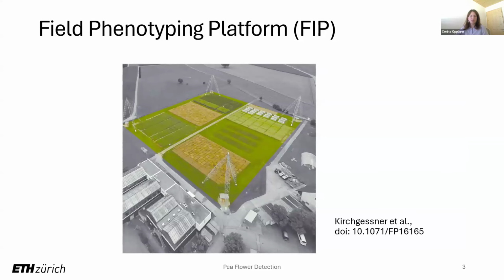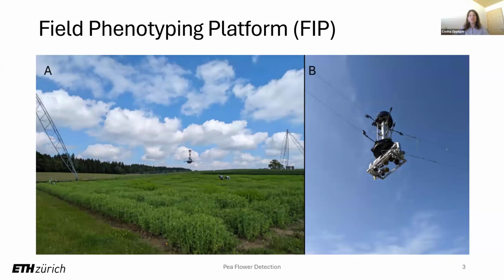So, a short word about our research group: our core activity is to work with the FIP. The FIP is the phenotyping platform of ETH Zurich, and it is located in a field research station very close to the city of Zurich. It contains these four poles you see in the image, and it is basically a rope-suspended camera system. You may know similar systems from football stadiums.